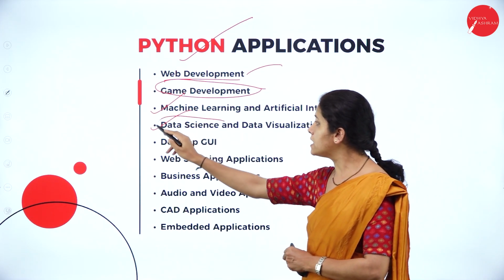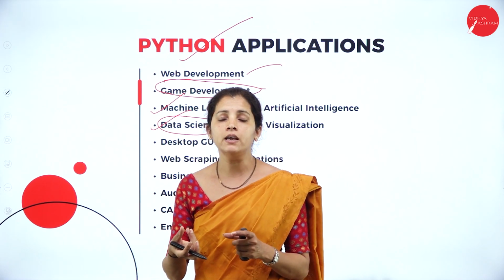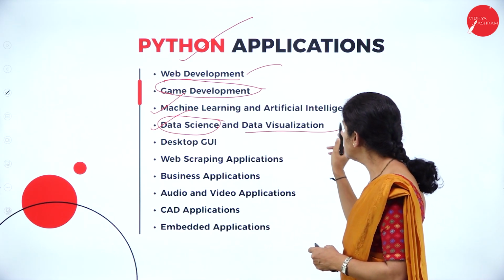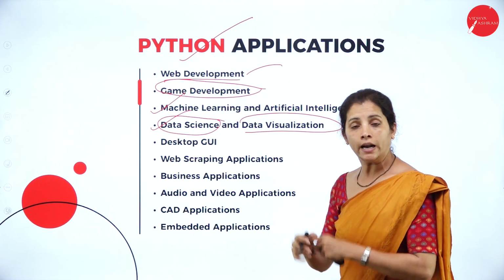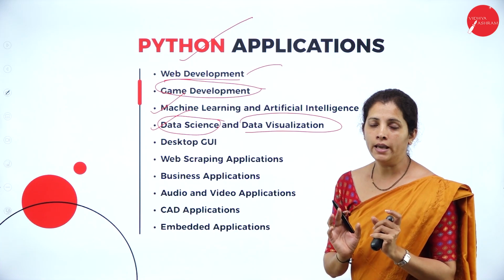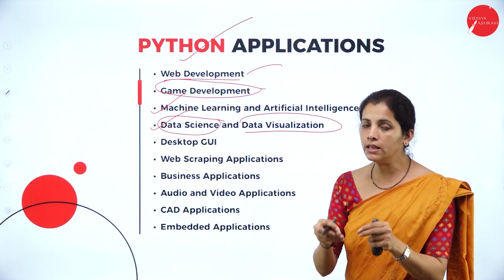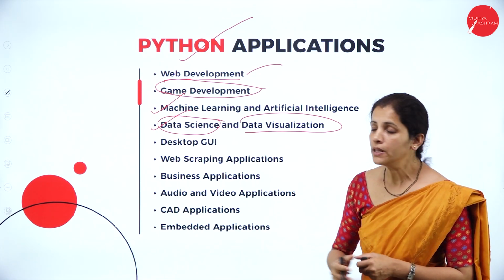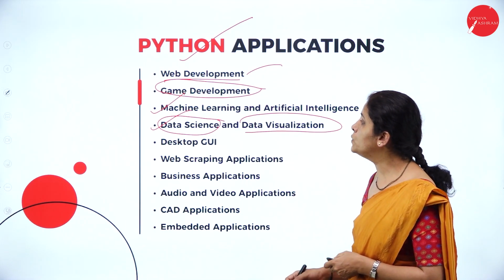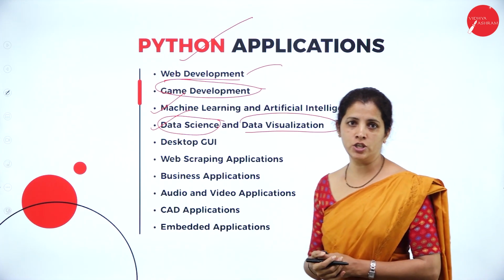So what is data science? Extracting meaningful information from the given data set. Now, what is data visualization? Representing the data in terms of graphs. I don't want the data in the form of text; I want the data in the form of a chart. In that situation, I'll go with Python. So Python is mainly used in fields like data science as well as data visualization.